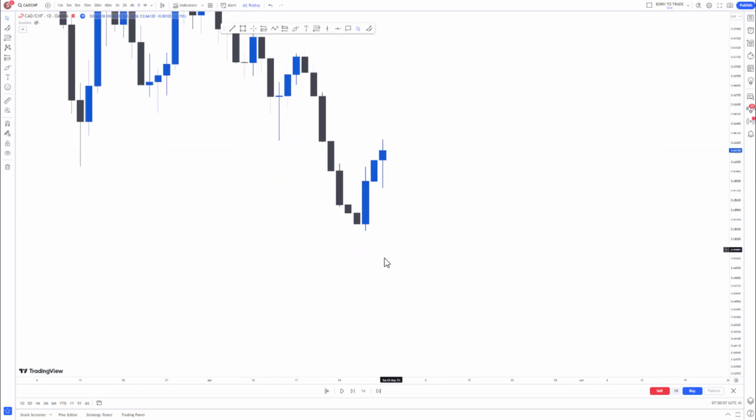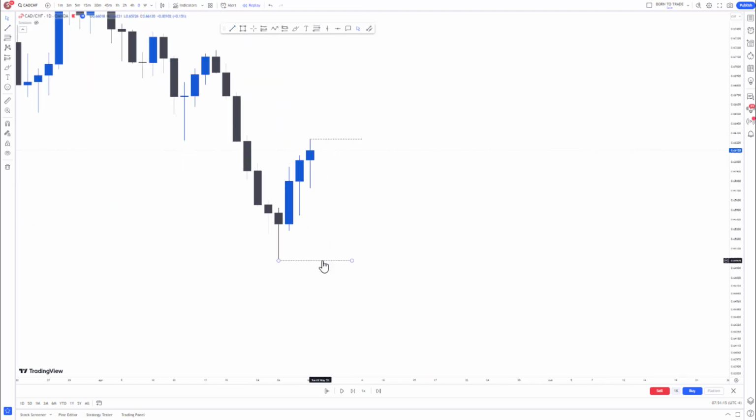Okay, so looking closely, from what you can see, we have a low right here, and we equally have a high, right? Like I say, if price takes the low, this is going to be a liquidity sweep, and if price comes back to take this, it's going to be a structure shift. Now, this is what I want you to note. If price takes this low, okay?